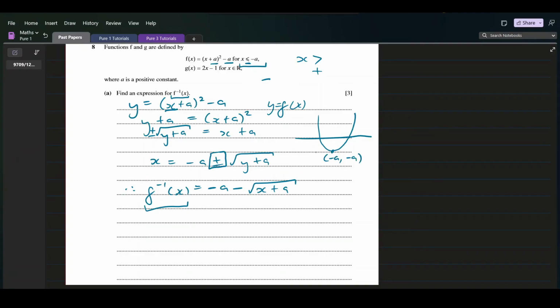So if we want the range of this function, we can see it's increasing going upwards. So the range of f of x would be f of x is greater than or equal to, because of that sign over there, negative a. So it means that our domain for the inverse function would be x is greater than or equal to negative a.